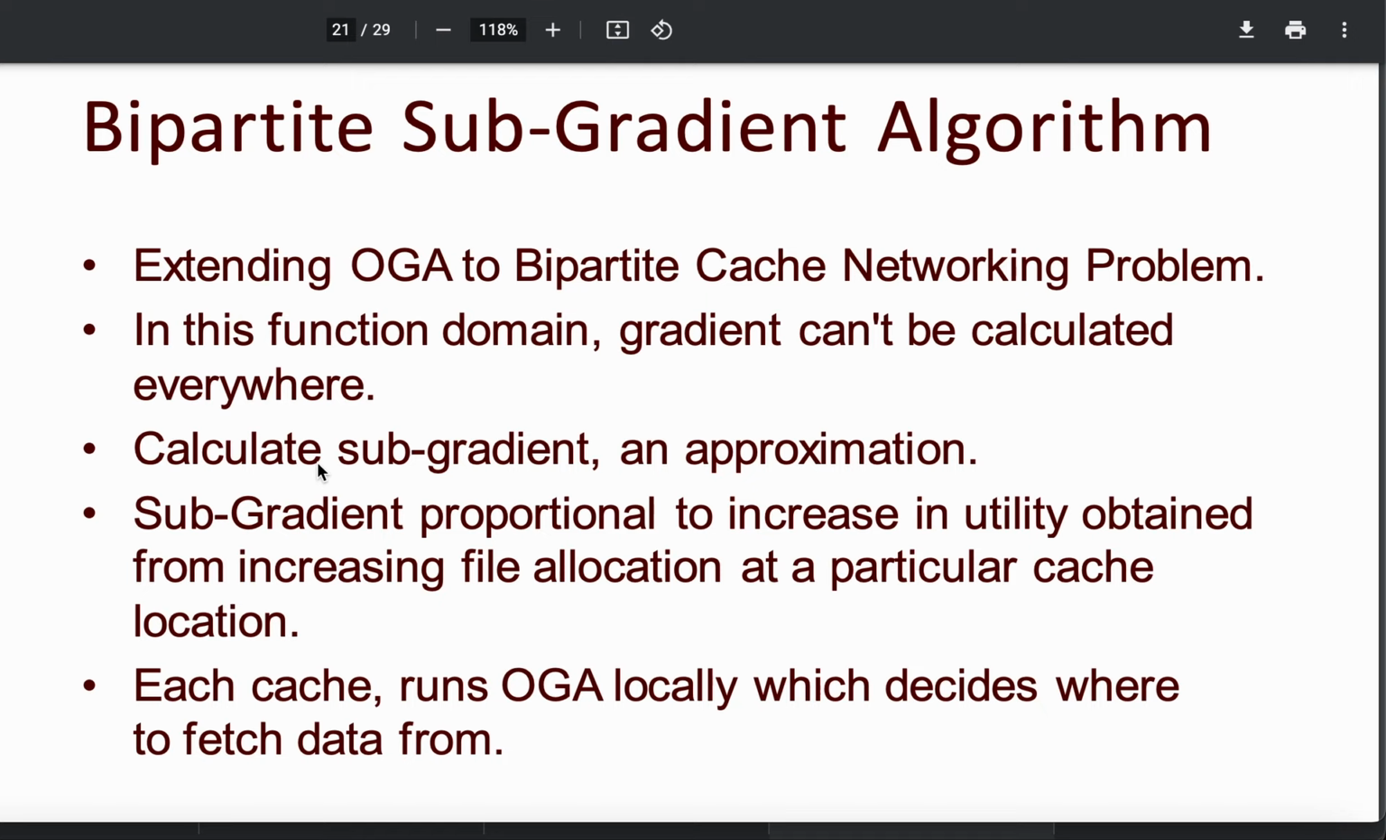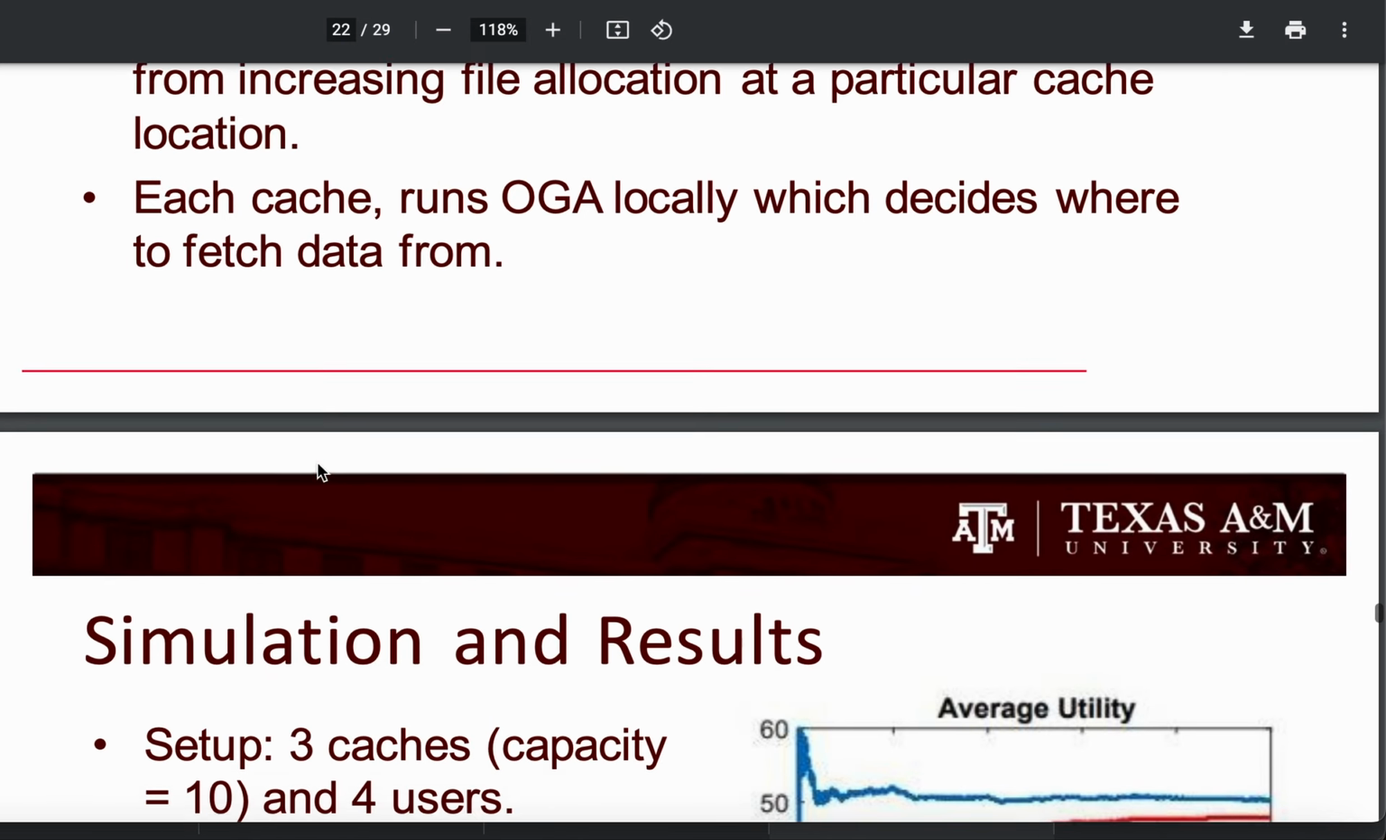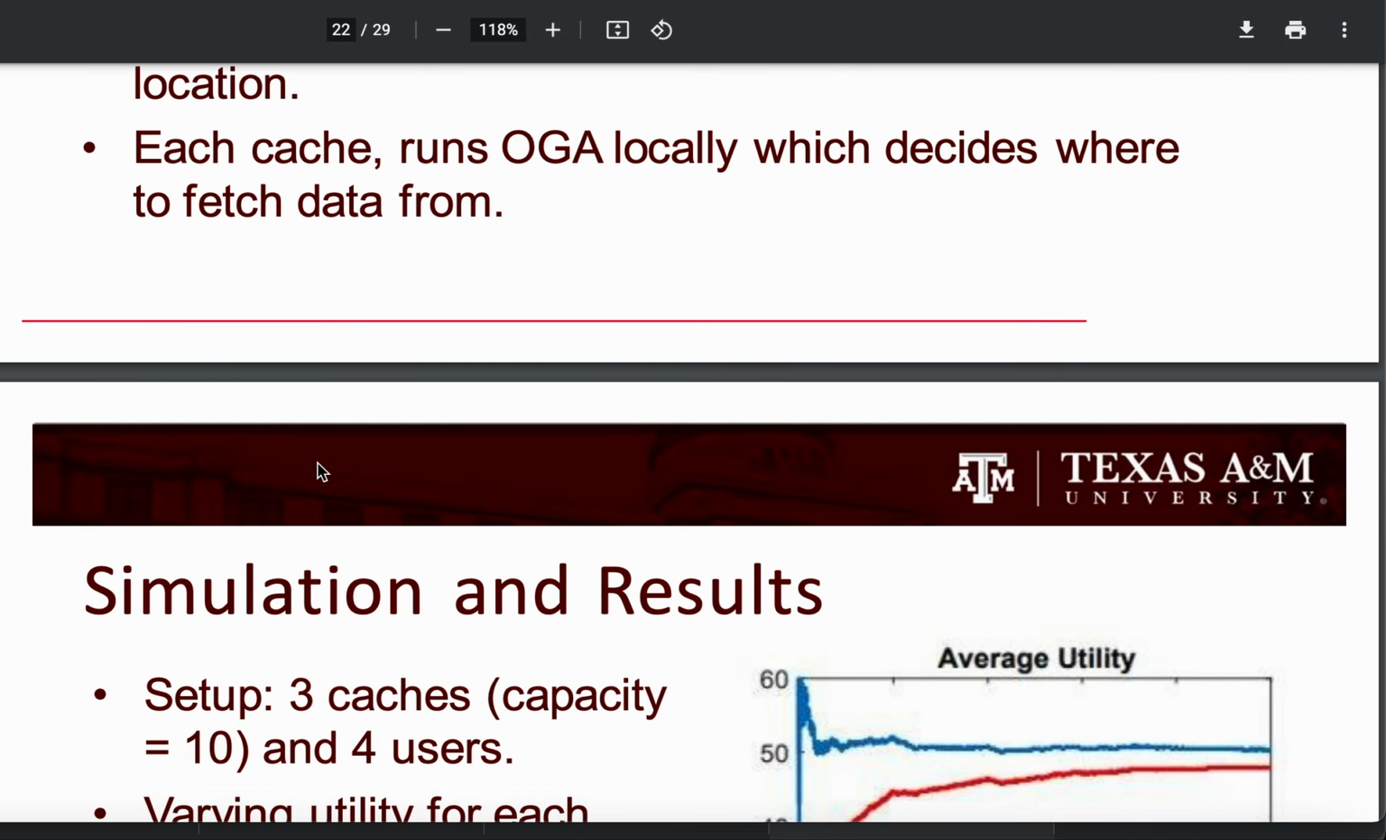So how does this algorithm work? Each cache runs OGA locally, and the decision is made on where to fetch data from for a particular user. So that's essentially the gist of the algorithm.